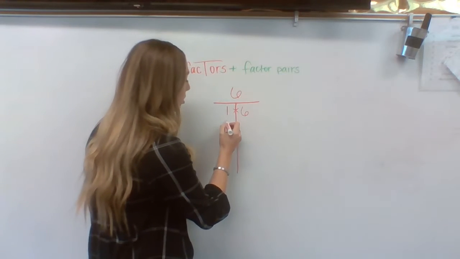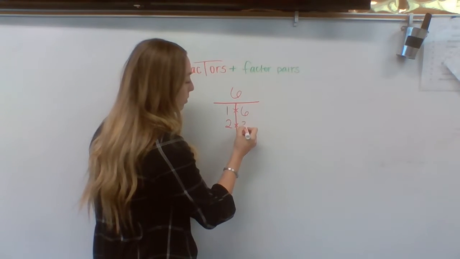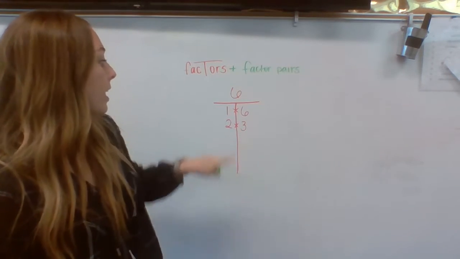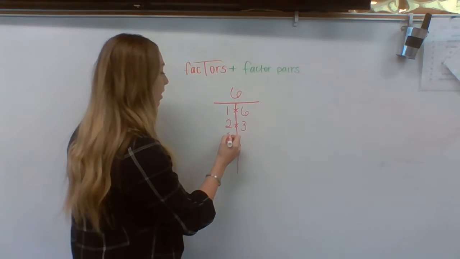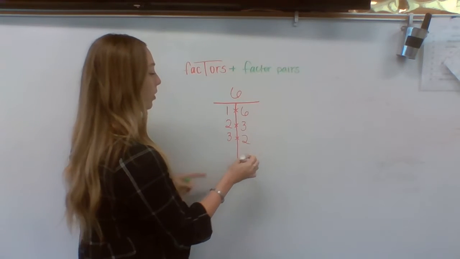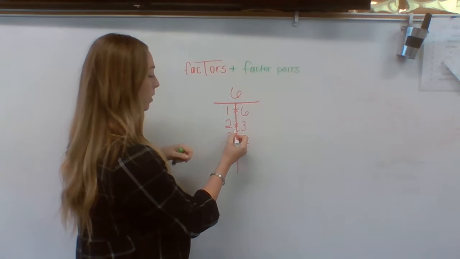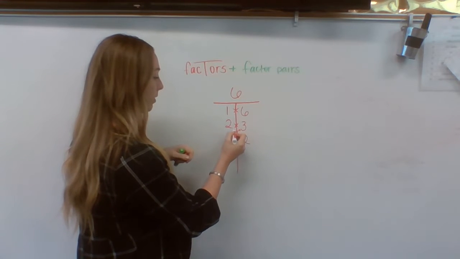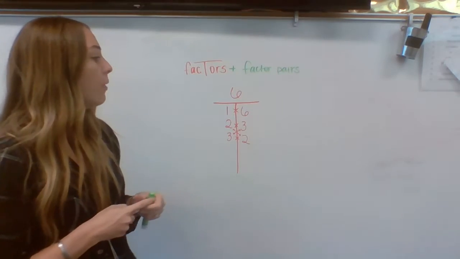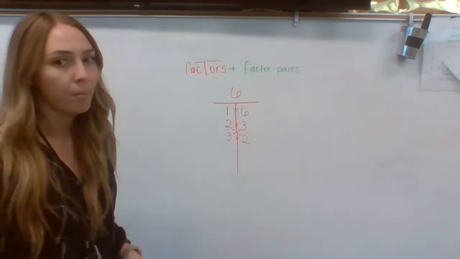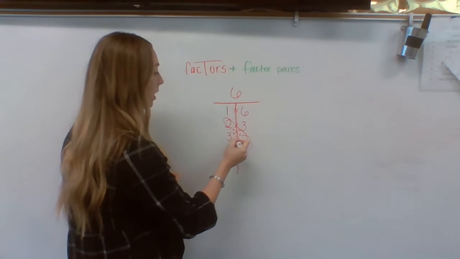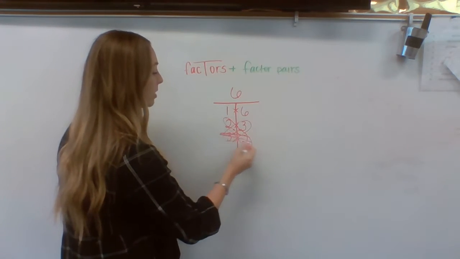Then I like to check 2, and I know that 2 times 3 also equals 6, so there's a second way. The next one, 1, 2, 3, also works: 3 times 2. You'll notice that these two, though, are the opposite of each other. 2 times 3 and 3 times 2. That's how I know that it's time to stop. Once I've repeated numbers like this, it is time to stop. My factor pairs are done.